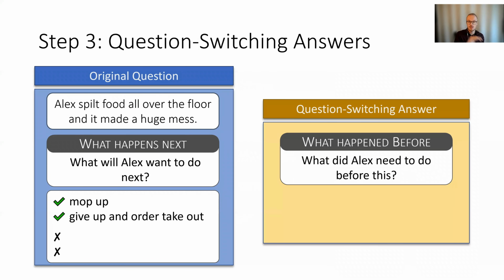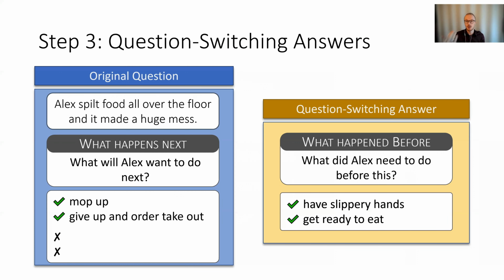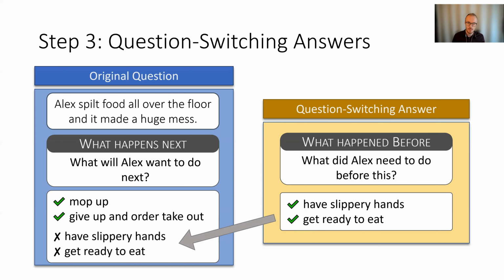We can also switch out the question and say, what happened before? What did Alex need to do before this? And here an MTurker could answer things like Alex needed to have slippery hands or get ready to eat. And then we're going to take those correct answers to that wrong question and put them as the incorrect or unlikely answers to the original question that we're interested in. So this is the third crowdsourcing part of our pipeline.